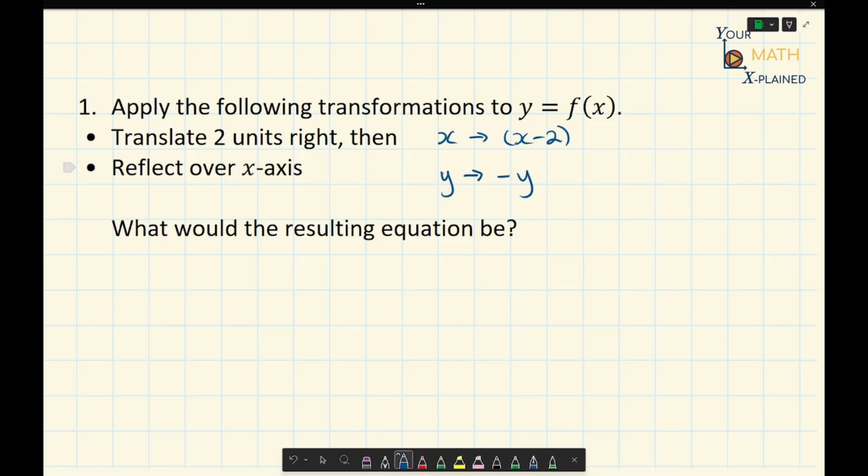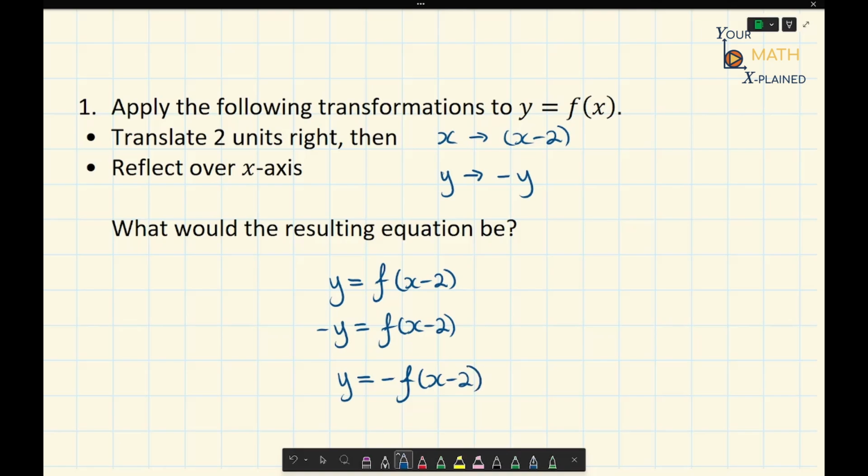Okay, so now what that means is the first step is going to be y is equal to, replacing the x with x minus 2, f of x minus 2. And then the second step is to replace the y with negative y, which means it's going to become negative y is equal to f of x minus 2. So now, let's say we go ahead and isolate y. Then we end up with y is equal to negative f of x minus 2. So that is going to be our equation.